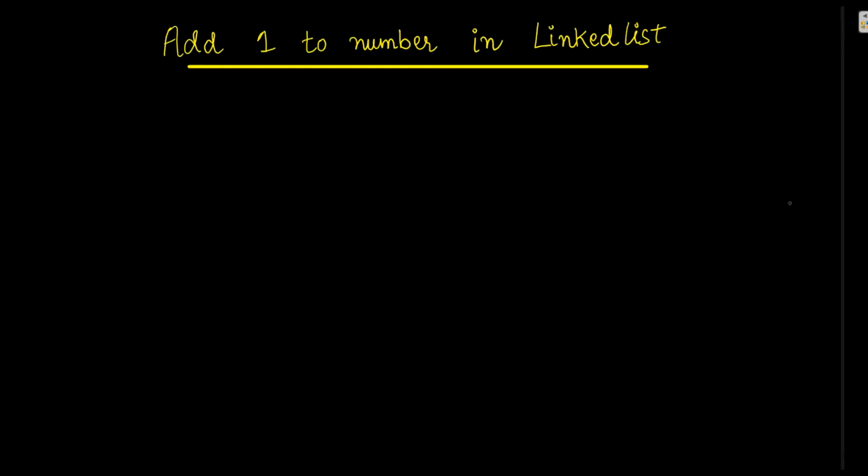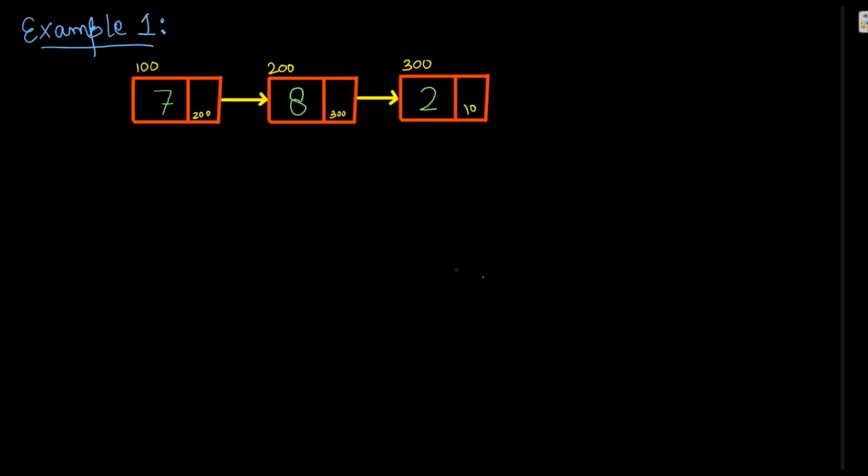Today in this video we'll be discussing linked lists. A question on linked lists where we need to add 1 to a number in the linked list. Let's say I take the example 782, which is in linked list form. I have also mentioned the address here.